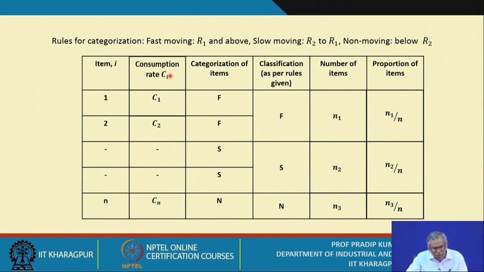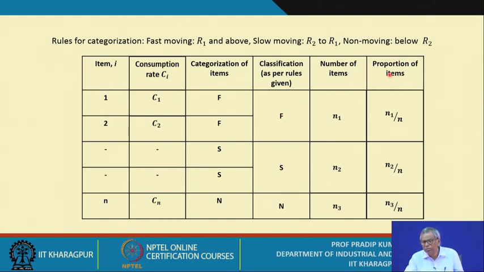Once this is done, obviously looking at the consumption rate, you check whether it is in the fast category or in the slow category or in the non-moving category. So the classification as per rules given is F, S, N. That means the number of items in F category, number of items in S category, slow moving, and number of items in the non-moving case. Particularly you should be bothering about the non-moving items. Is it okay? Because if you do not take corrective or preventive measures immediately, it could be a serious burden on you, and it will affect the materials management systems significantly.